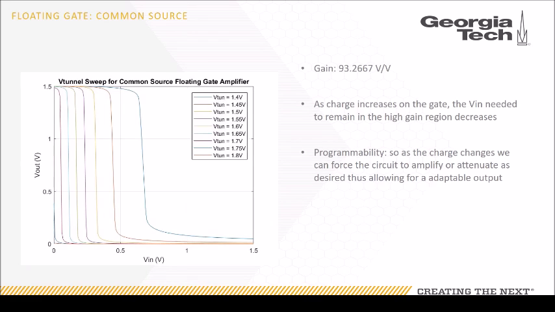You can see from the graph that as you increase V tunnel, the charge increases on the gate. And so when the charge increases on the gate, the Vn needed to remain in the high gain region decreases. This means that we can have programmability, so that we can customize whatever charge we want to have on the gate, and we can force the circuit to behave as we want it to behave. And the gain that we've calculated here is 93.3 volt per volt.